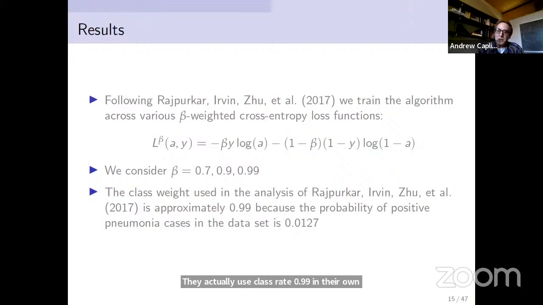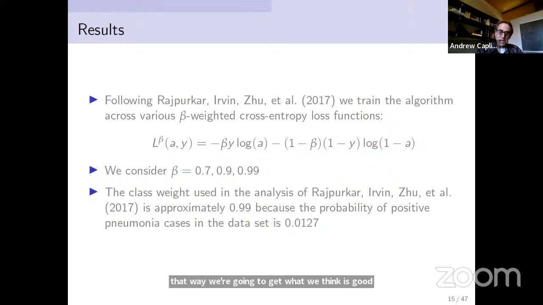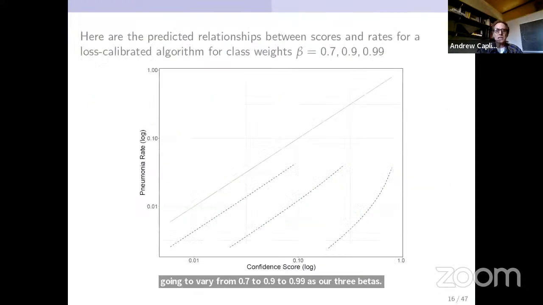And their logic, which is a bit wacky, is that there aren't many pneumonia cases. There's only 1% of cases of pneumonia. So we better boost the losses associated with not identifying pneumonia. And that way we're going to get what we think is good performance of the algorithm. And we're going to show that that's not very good logic. We're going to vary from 0.7 to 0.9 to 0.99 as our 3 betas. And we're going to show this is what you're supposed to do.